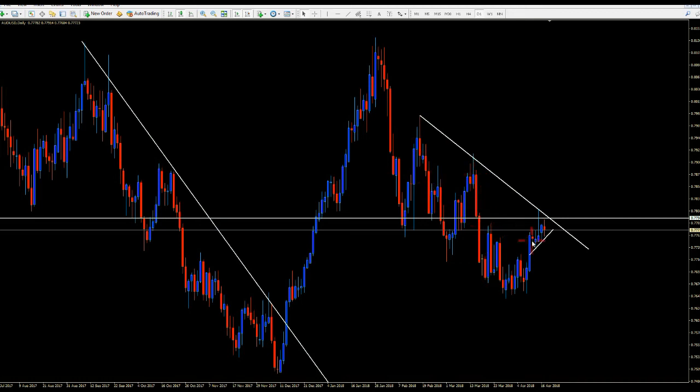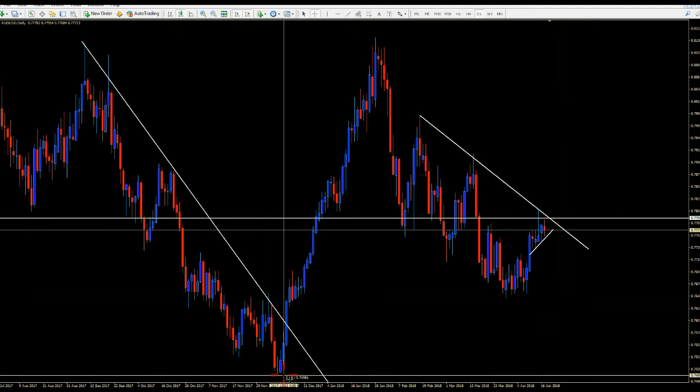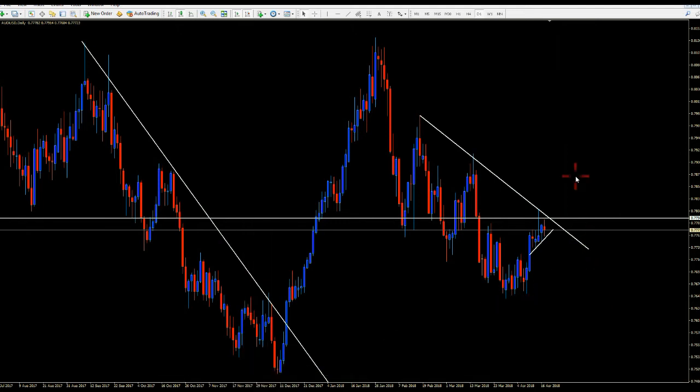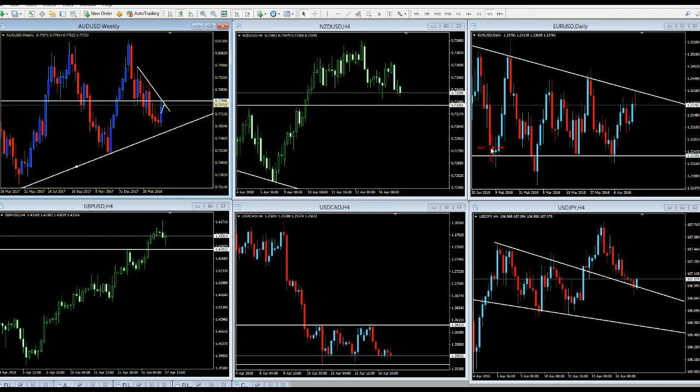It fell for a few days, so this time it could fall all the way down and reach the weekly trend line. So let me redraw that for you. So keep those on your charts, and this could be a good signal to trade. So that's one of the assets I'm currently monitoring.